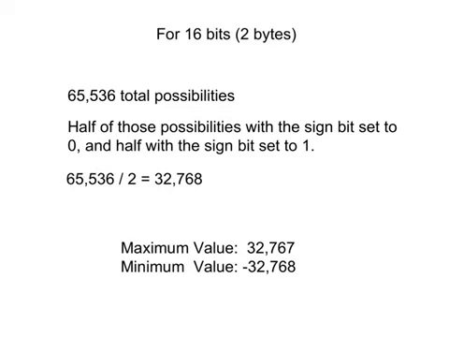At this point, given any number of bits, you should be able to know how to calculate the total number of possibilities, the highest possible positive number if it is signed or unsigned, and the lowest possible negative number if it is signed.